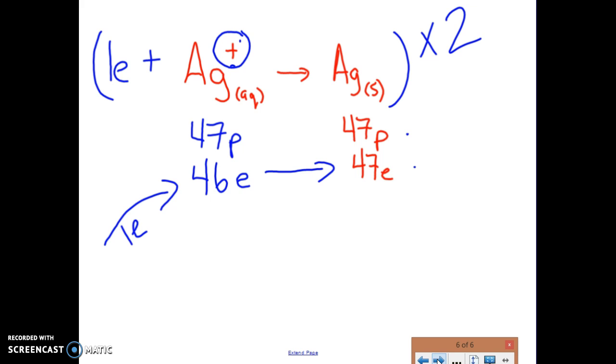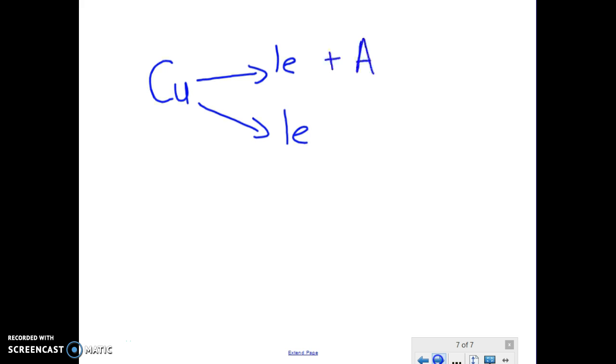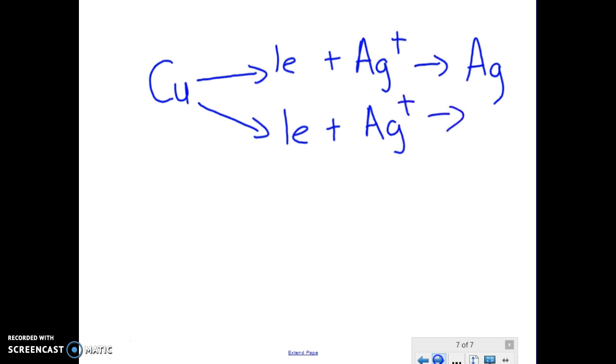Would it make it easier if I perhaps showed it like this? So here what I'm trying to show is that copper loses 2 different electrons. Each electron is picked up by 1 silver ion to make 1 part silver atom. The second electron that it loses must also be picked up by something. That will be another silver ion that is in the solution.